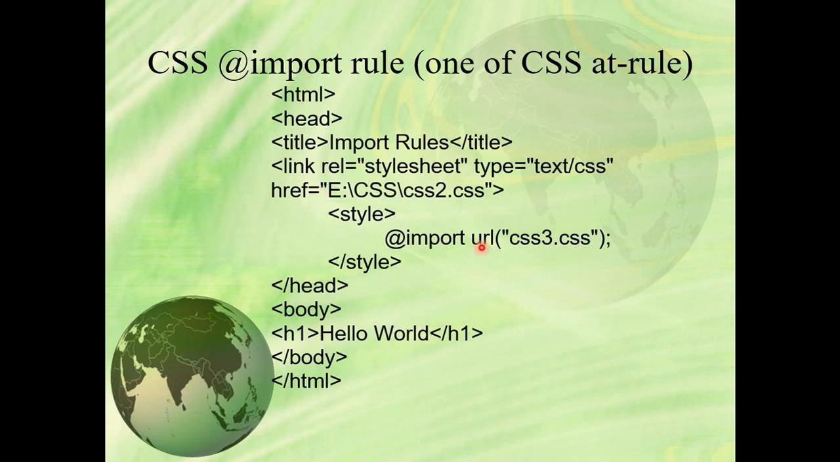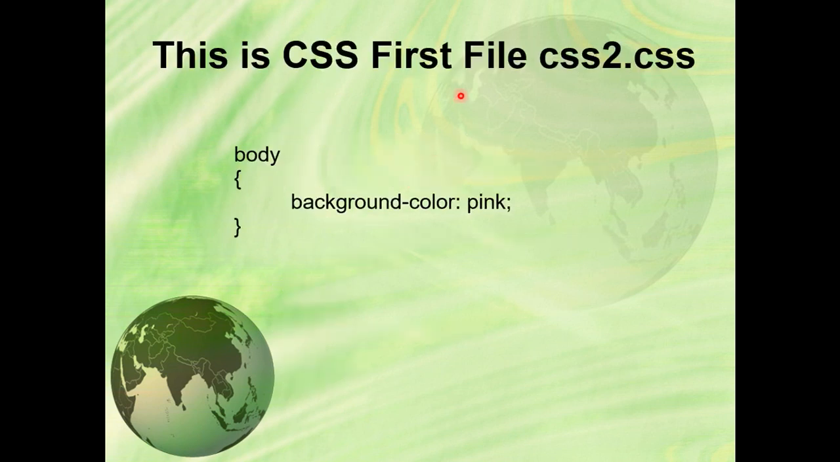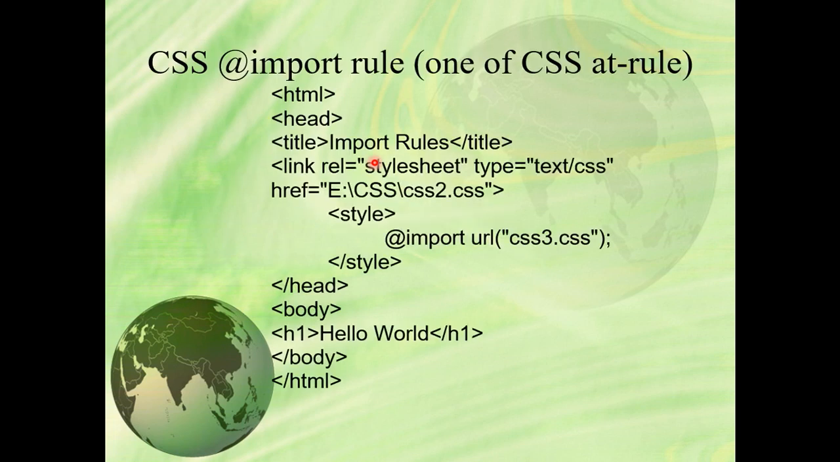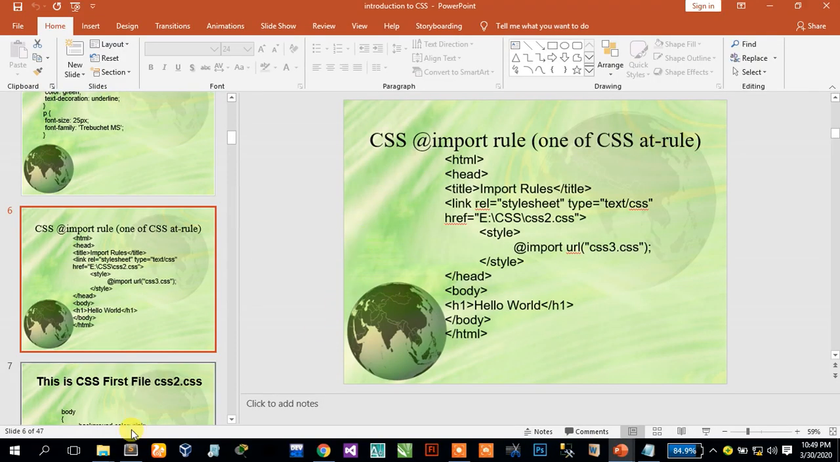But here, basically, how to call this? As you already discussed inline style, you can also call its inline feature. There are two files, CSS2 and CSS3. One file is for the body and the other file is for this. How do we call them using the import feature? Now I am doing it practically using Sublime.